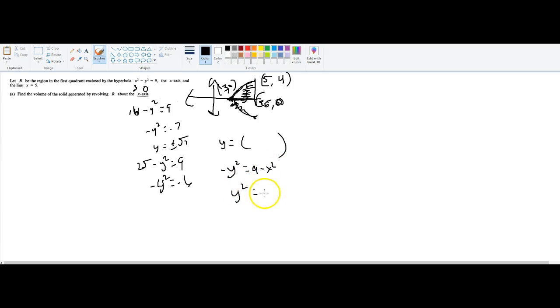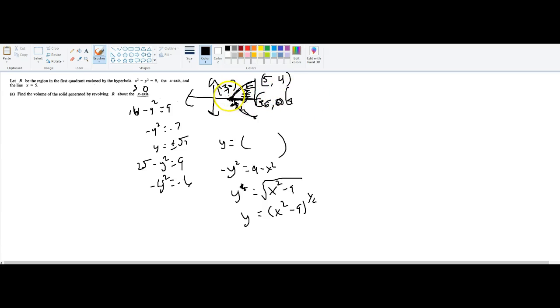I get y squared equals x squared minus 9, square root, plus or minus, but I can ignore the plus or minus because I'm only doing this top shape up here, so I'm just positive. Okay. Now I'm going to write this in the way we like to in calculus because we know roots are evil. All right, now we move forward.